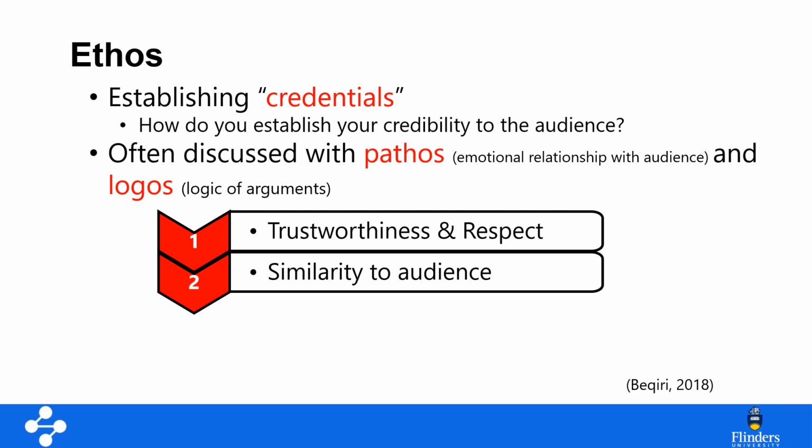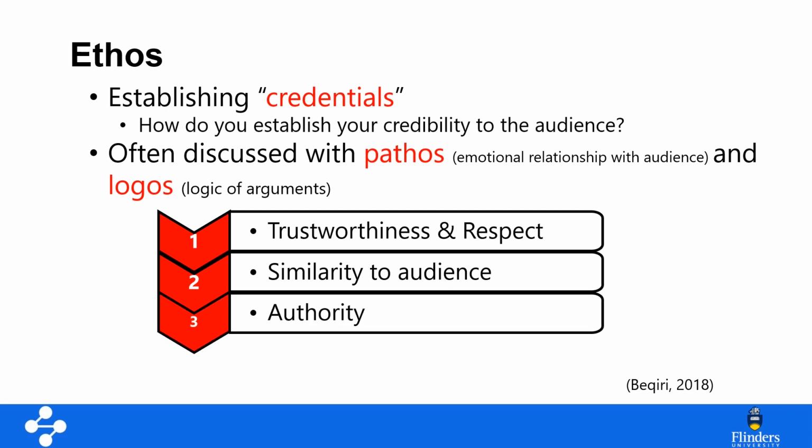The next aspect to consider is similarity to the audience. Now, what this means is basically providing the audience a sense that you understand how they feel. You know where they're coming from. So establishing that is very important because it helps the audience to understand that, okay, this is a person who can relate to me or who I can relate to.